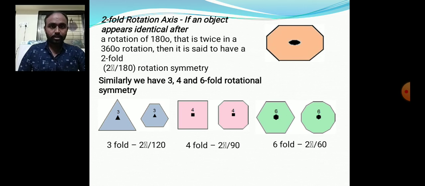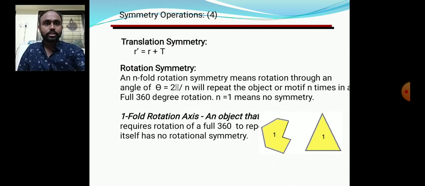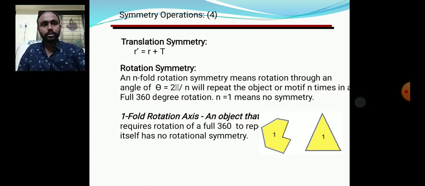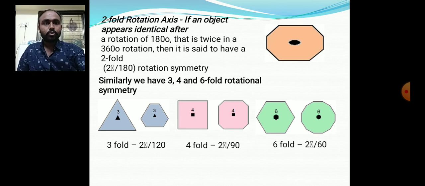But if you observe, there is no five-fold symmetry. I told about one-fold, then two-fold, then three-fold, then four-fold, and here six-fold. But what happens to the five-fold? Five-fold symmetry does not exist, since theta is equal to 2 pi by n, and that is not a complete division. 360 degrees is not completely divisible by 5. So therefore five-fold symmetry does not exist in the universe. So this is about rotation symmetry.